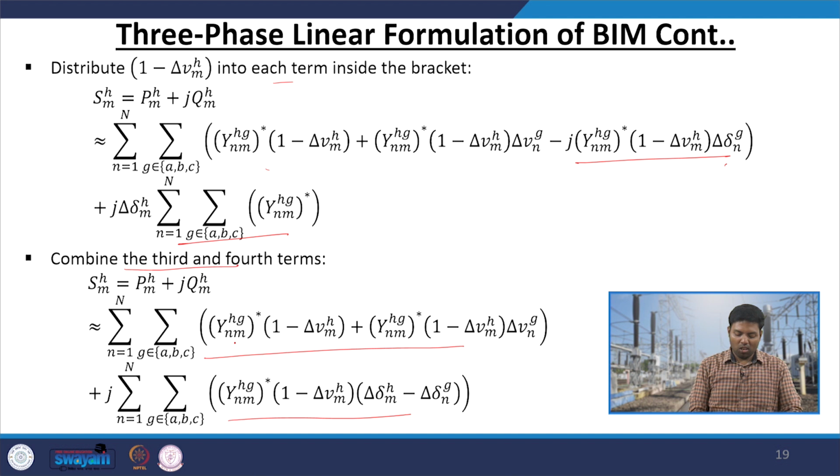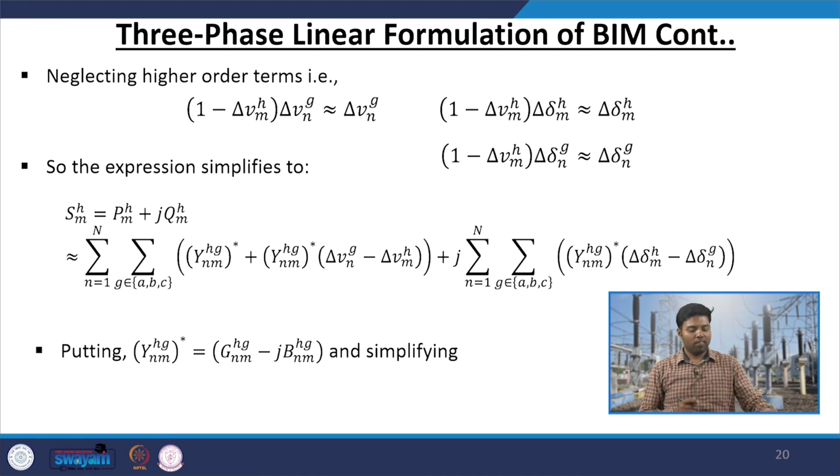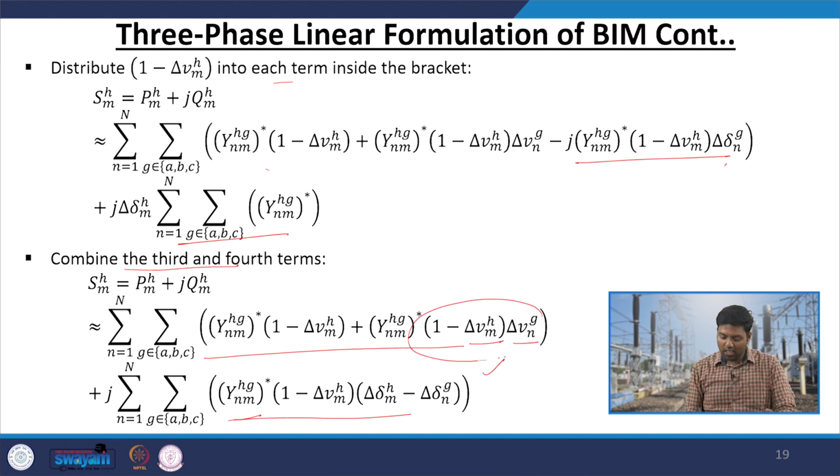Okay. So, this is your YHGNM 1 minus del V plus YGNM star 1 minus del V into del Vn, and here also you have YHGNM star 1 minus del Vm multiplied with del Mh minus del Ng. Okay. So, you have finally this equation. Now, we can further simplify it. How? Here you again see there is a multiplication of two higher order terms.